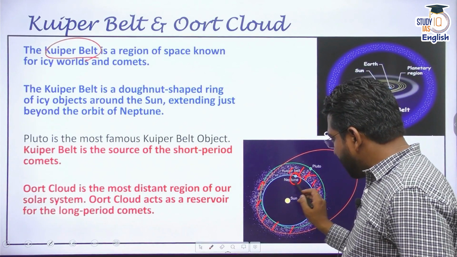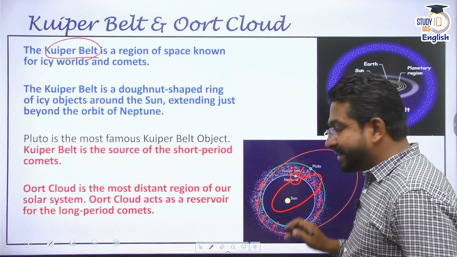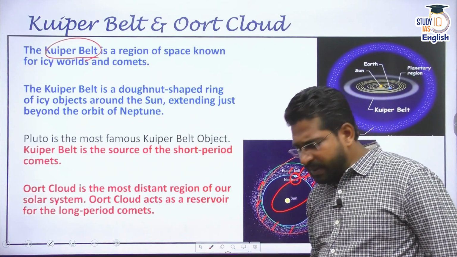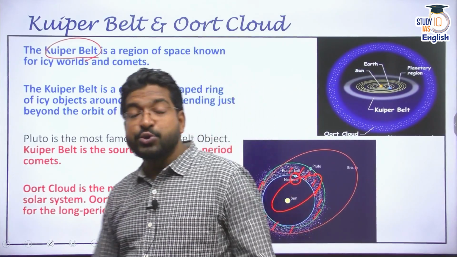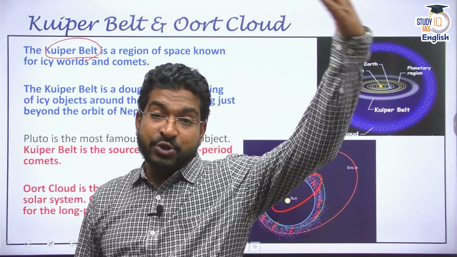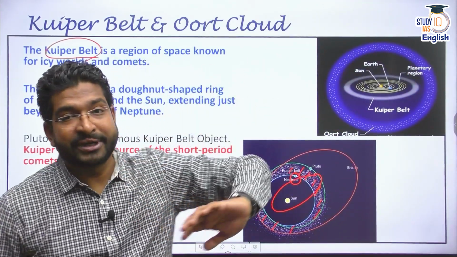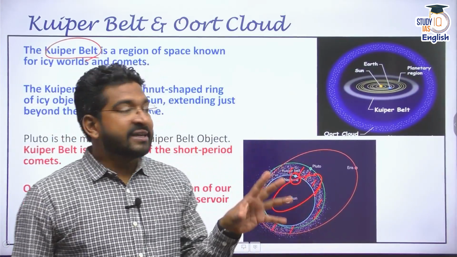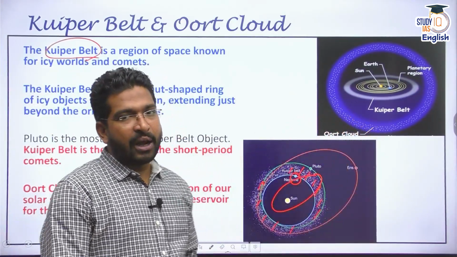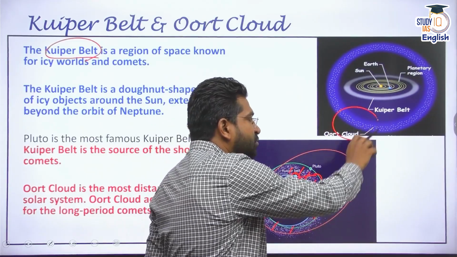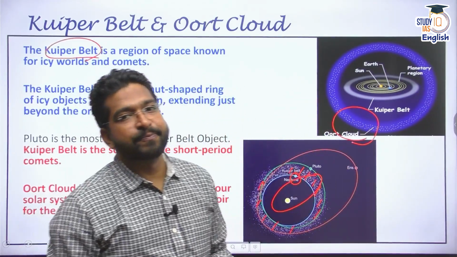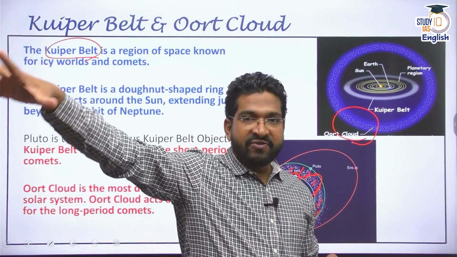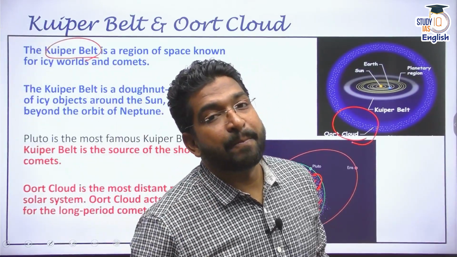These comets come and revolve around the Sun in an elliptical orbit. But many a times, long duration comets can also come from the edge of the solar system. Again, this is a hypothetical idea. Scientists have given it a name called the Oort cloud. Oort cloud is considered as the edge of the solar system, from where long duration comets come.